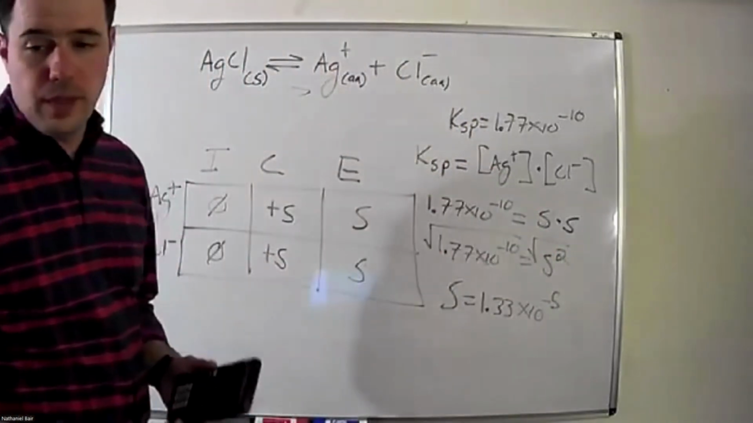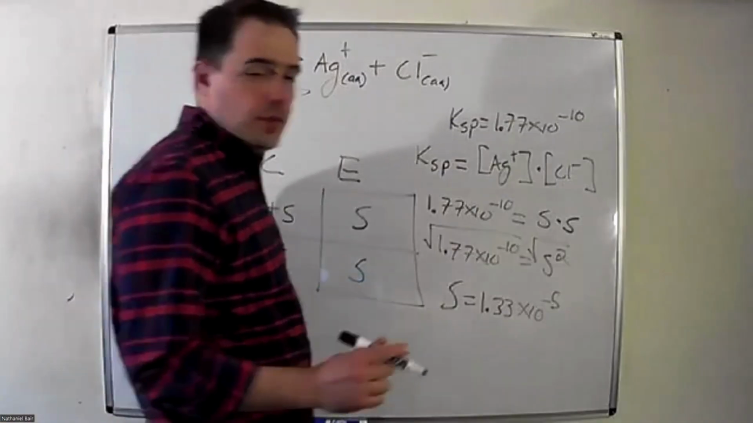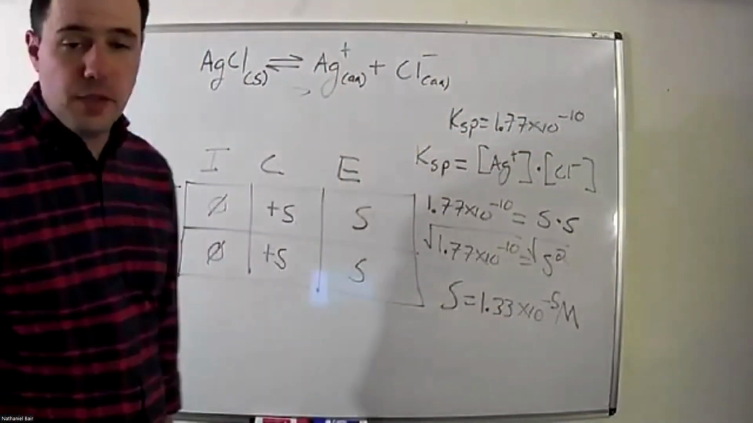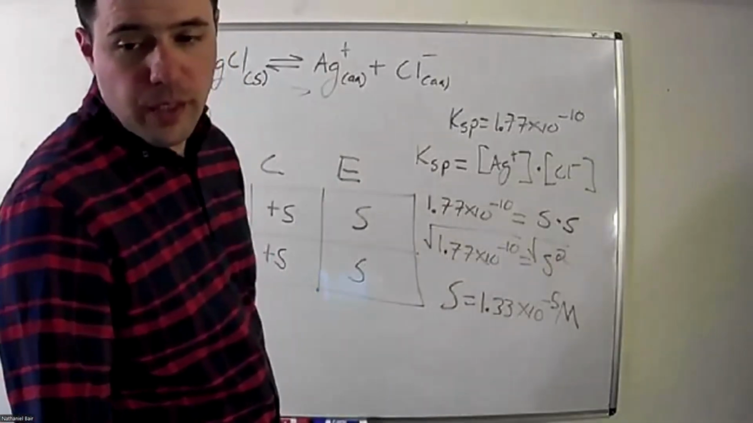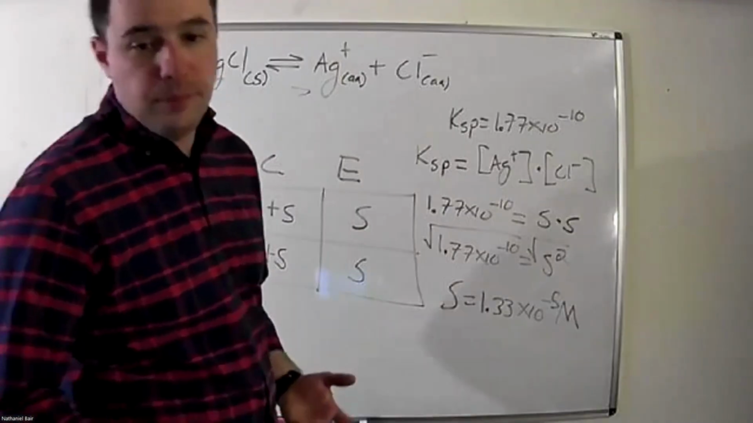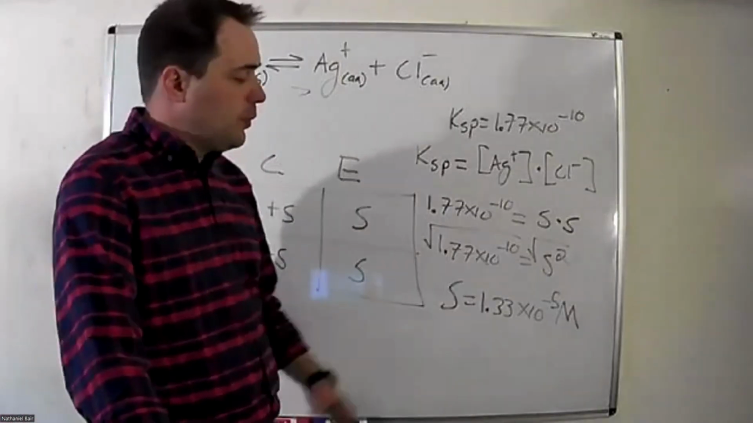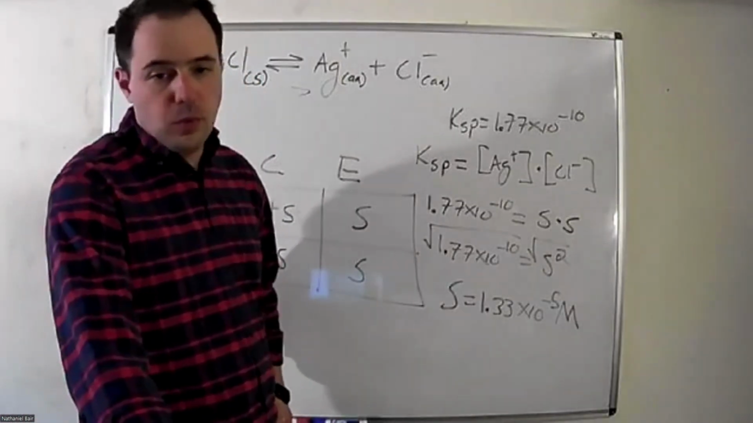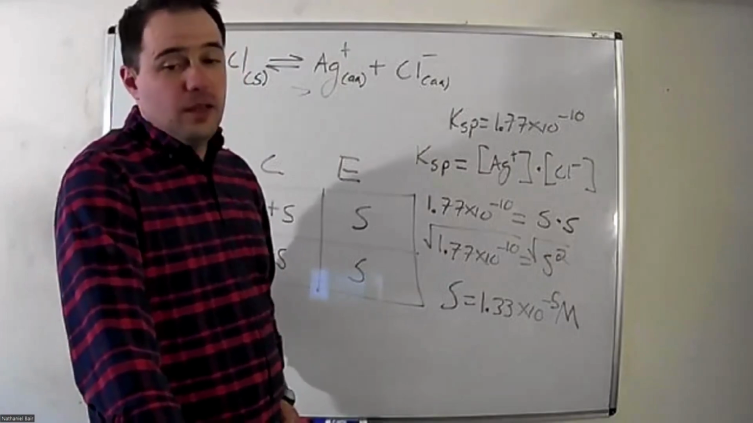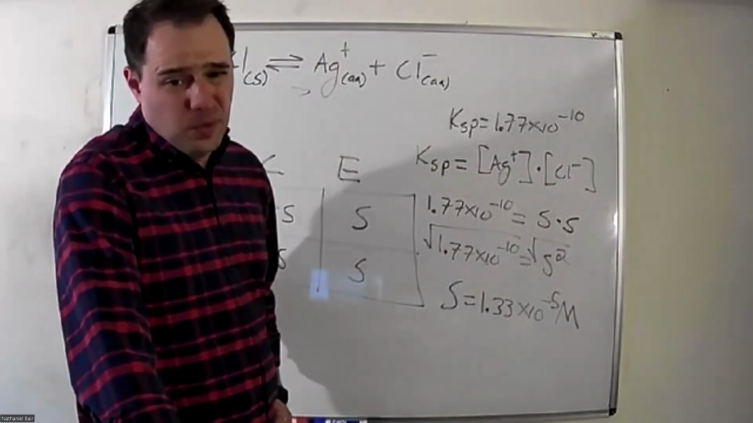Now, what are the units on this? The units on this are going to be molarity, okay? Because this is a concentration. So what's the solubility? How much is going to dissolve? What is the molarity of this going to be? It's going to be 1.33 times 10 to the negative 5th molar. That is our solubility.